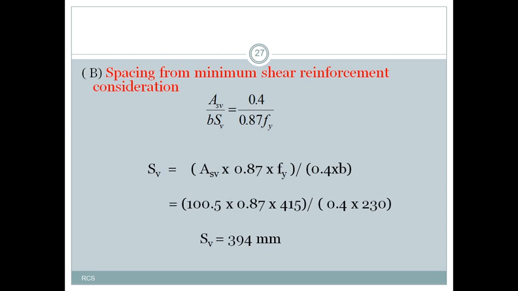Then we have to calculate spacing with respect to the minimum shear reinforcement consideration, that is ASV by B SV equal to 0.4 by 0.87 Fy. From this we can calculate what SV is. SV equal to ASV into 0.87 into Fy by 0.4 into B. So substitute ASV equal to 100.5, and 0.87 Fy is 415, and 0.4 into B is 230. Then according to this condition, the spacing to be provided is 394 mm.